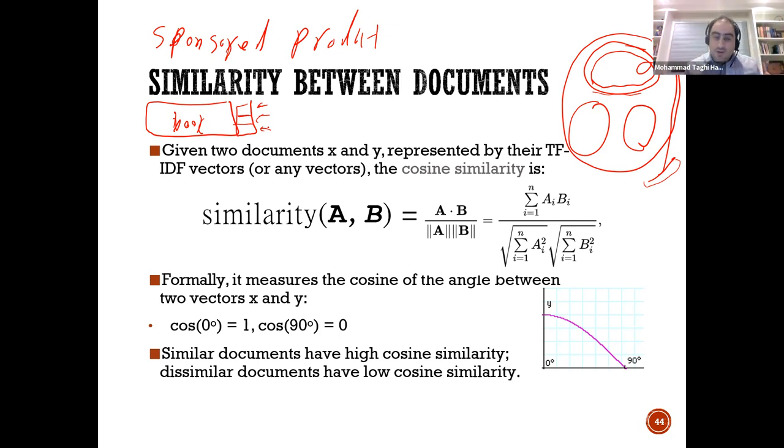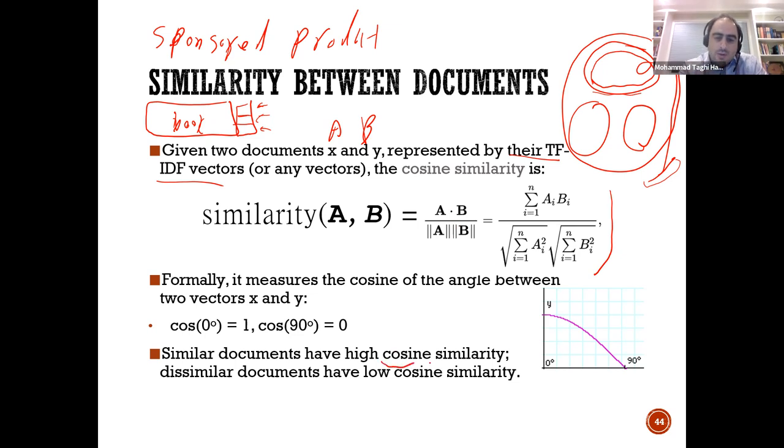That's the reason that we have vectorization. Now that we have this text, we have turned it, in the way that we discussed, into vectors. Now, for two documents, X and Y, say they are represented by their TF-IDF vectors, A for this one and B for this one, and you want to see what the similarity between them is. The similarity is measured by the dot product of A and B divided by the size of A times the size of B, which is the exact formula for the size and dot product. This is called cosine similarity.